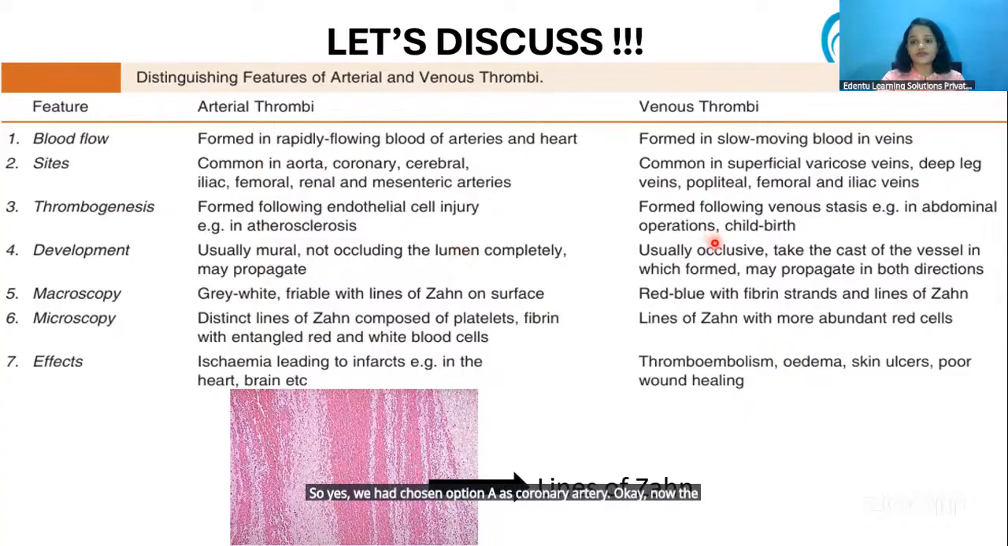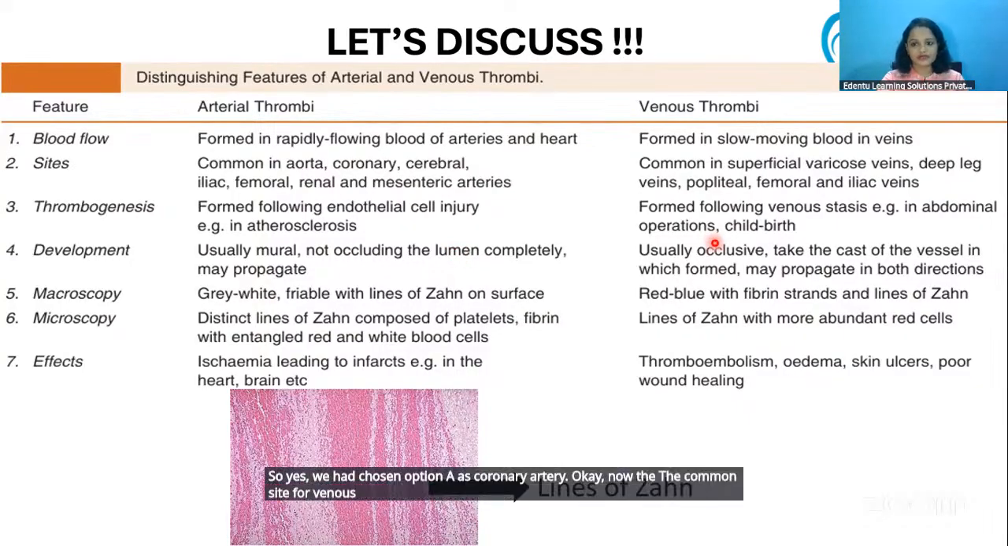The common sites for venous thrombi are the superficial varicose veins and the deep leg veins. And mainly the reason for arterial thrombi formation is endothelial cell injury, whereas for venous thrombi, it is venous stasis.